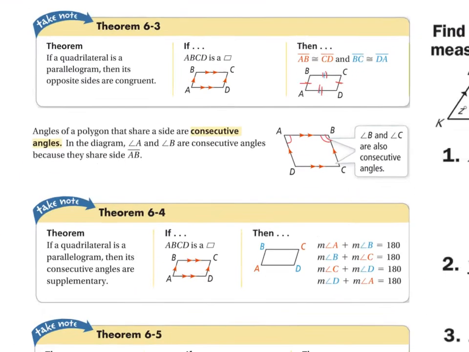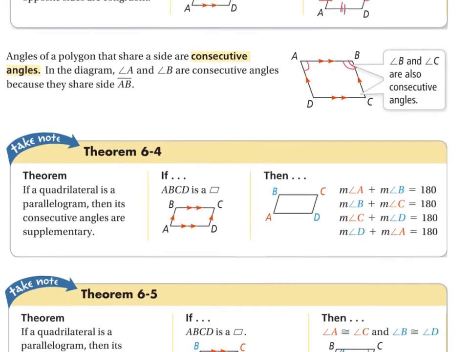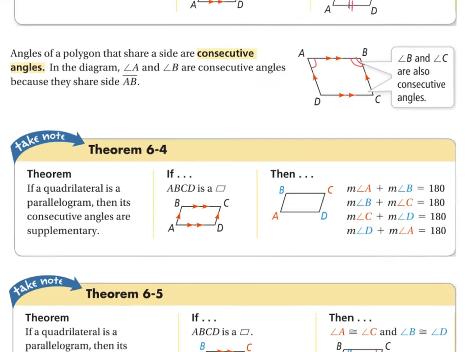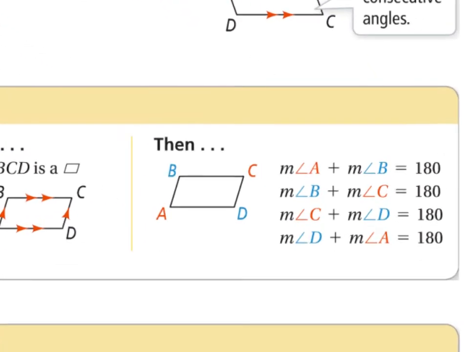So whenever you're doing these, consecutive angles right here are supplementary. So A and B add up to be 180. B and C add up to be 180. And then C and D add up to be 180. And then lastly, of course, D and A add up to 180. So if there's angles that are next to each other, they add up to be 180 on a parallelogram.